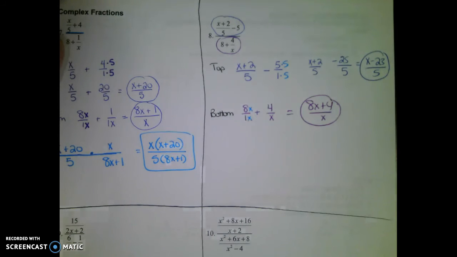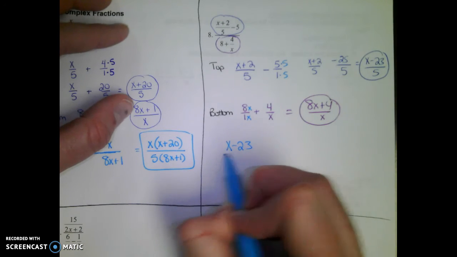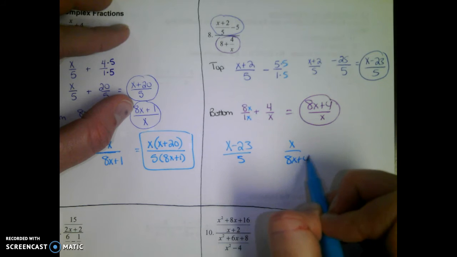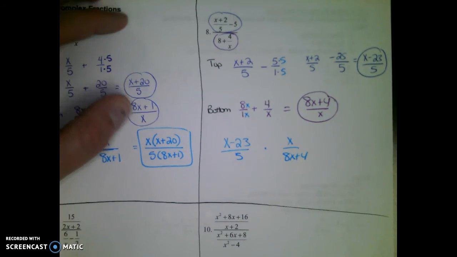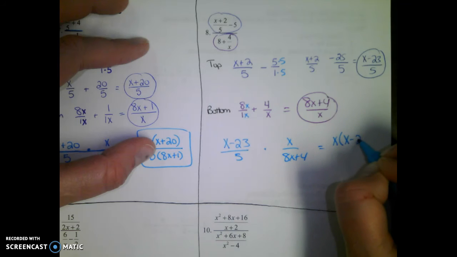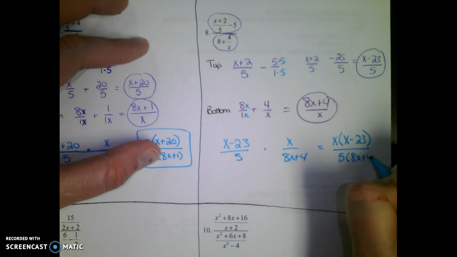And then for the division, we need to keep the top the same, flip the bottom, and change the sign to multiply. And our final answer would be x times (x minus 23) over 5 times the quantity (8x plus 4).